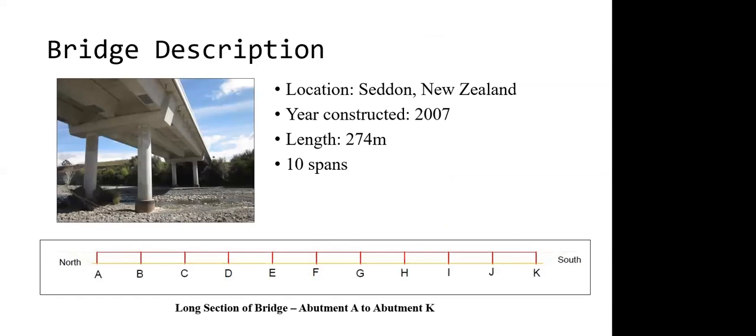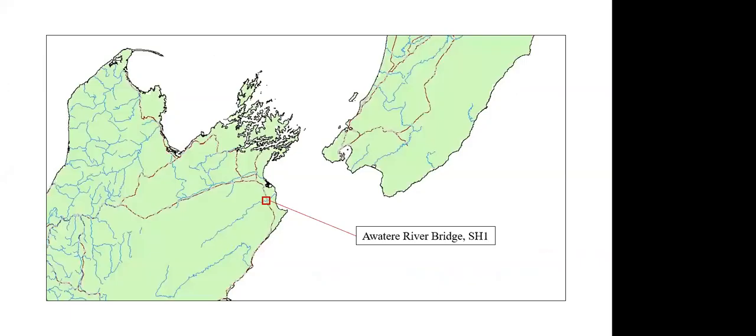This bridge is located in Sydney, New Zealand, and it was constructed in 2007. The bridge has a length of 274 meters and 10 spans, so it's about 27 meters each. As you can see down here, there's a long section of the bridge, and over here at the left is just a photo of the bridge.